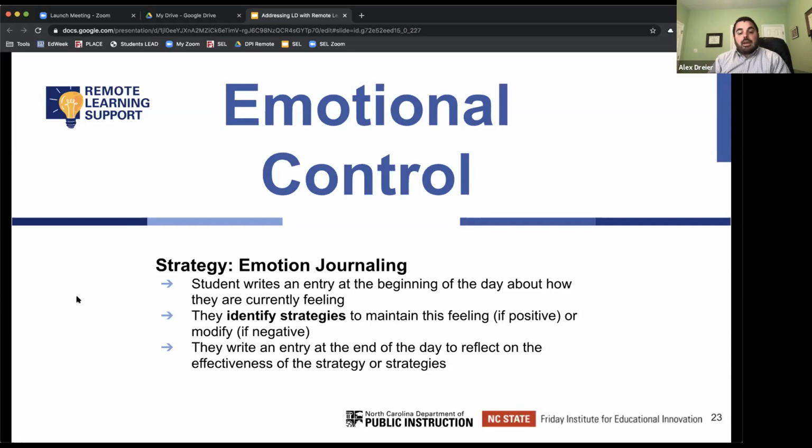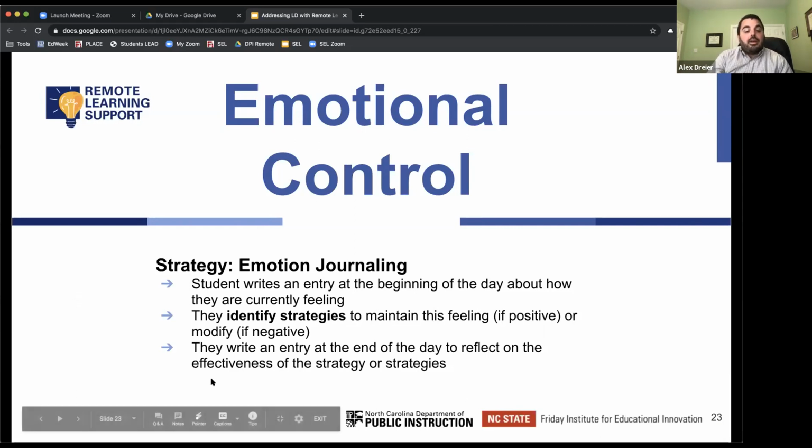Again, could be digital, could be not, to reflect on: did the strategies work? So if I identified a strategy to keep feeling good, do I still feel good? If I identified a strategy to modify it, if I was feeling not so great, do I feel better now? And they can write any subsequent relevant details that inform or make sense in the context of whether there was an intervening factor that would have impacted whether they used a strategy or not. They wouldn't have been able to do it. So that's another thing you can obviously add on.